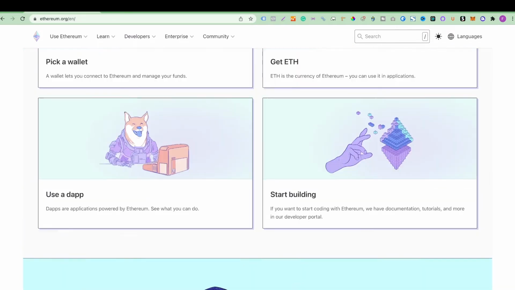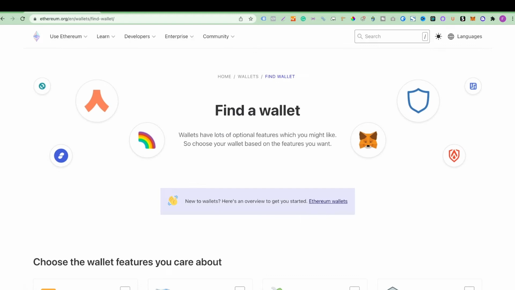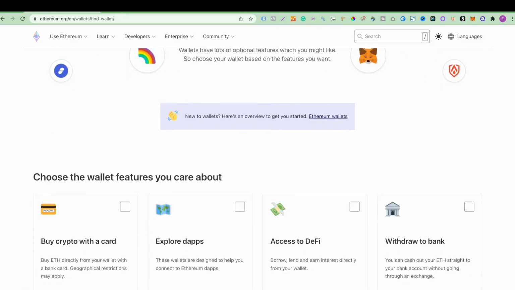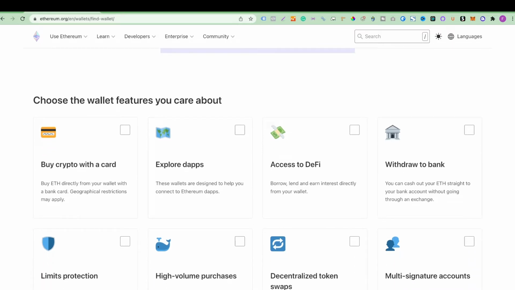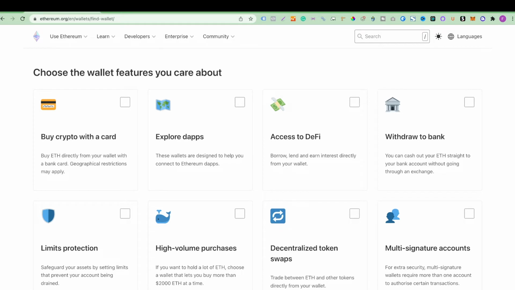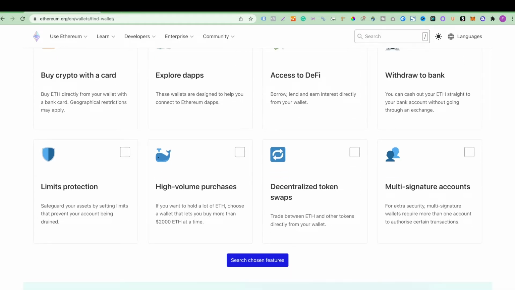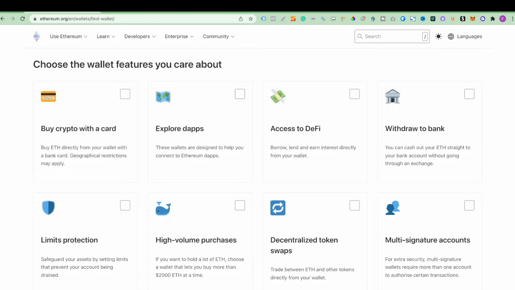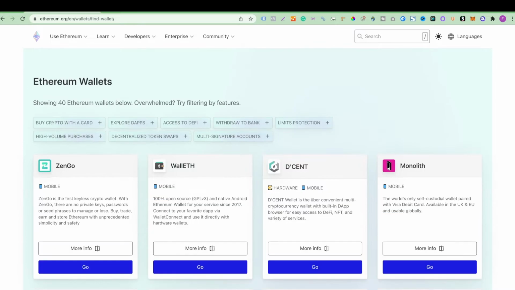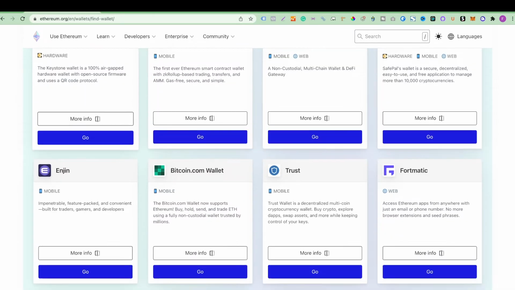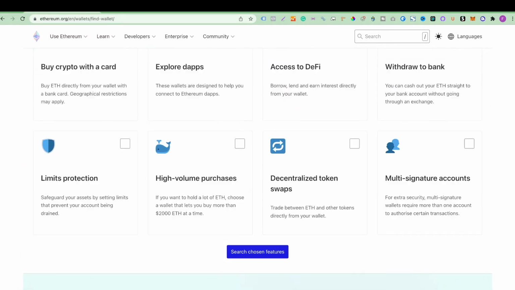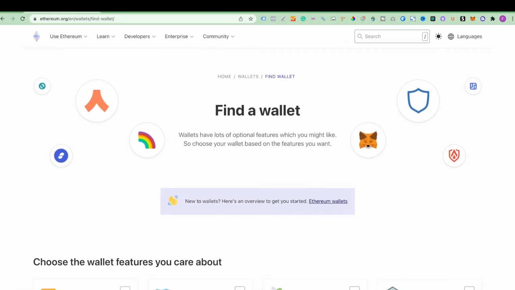And here, if you wanna pick up a wallet, you can just click on pick a wallet, and here you will be able to connect to your MetaMask, or you can access Explore dApps. You can access DeFi, you can withdraw with your bank, or you can get decentralized tokens, high volume purchases, limit protection, multi-signature accounts, and you can even buy crypto with your card. So it's a good opportunity for you to come here, check it out, and you can see that you will gain different benefits from this website when it comes to Ethereum. So many different alternatives.